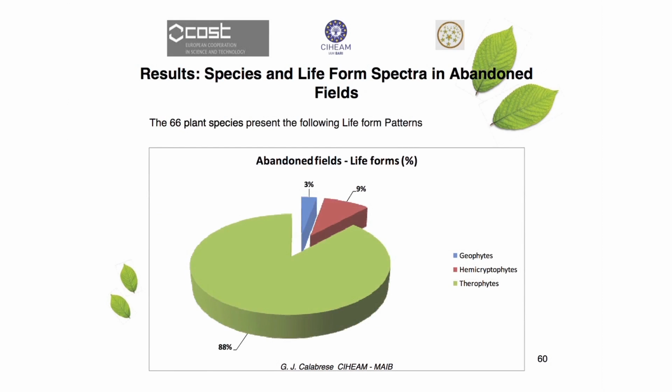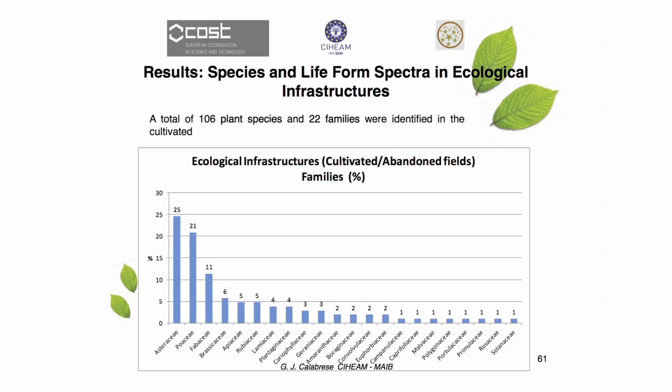And this is the life form, not very different from the one of the cultivated field. This is what happened in the ecological infrastructure, where we have a high number of plant species due to the action of the ecological infrastructure. They are connecting elements, and as such, they have the property of the ecotones. They contain 2 kinds of diversity, the one on one side of the patch and the other side of the patch, but only 22 families. And this is important.